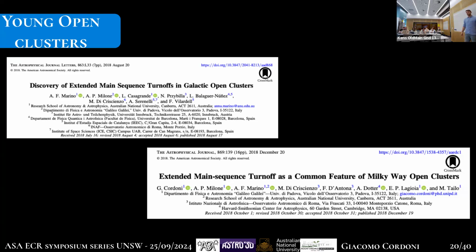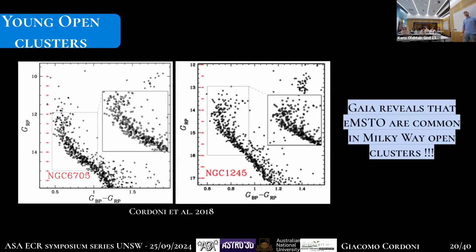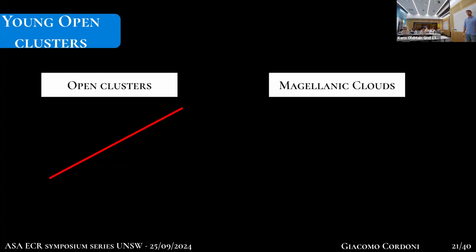Thanks to the Gaia data release, what we discovered is that the extended main sequence turnoff is not a feature of Magellanic Cloud clusters alone, but also a common feature in young Galactic open clusters. This may seem straightforward, but it's not, because open clusters are much less massive than Magellanic Cloud clusters. So what this is telling us is that maybe it's not an environmental effect, but an evolutionary effect. All star clusters undergo the same evolution path, and the extended main sequence turnoff is a consequence of this.